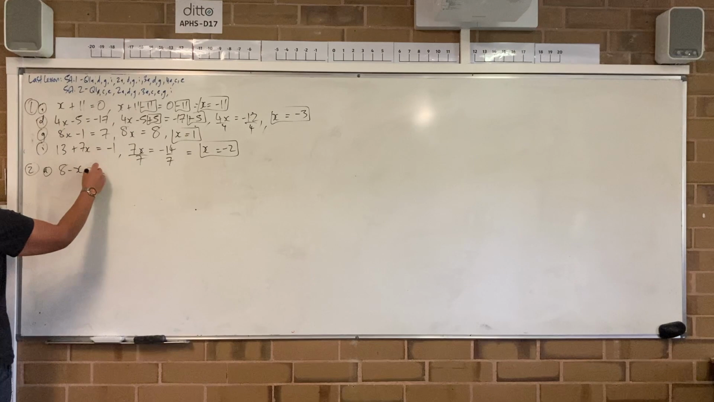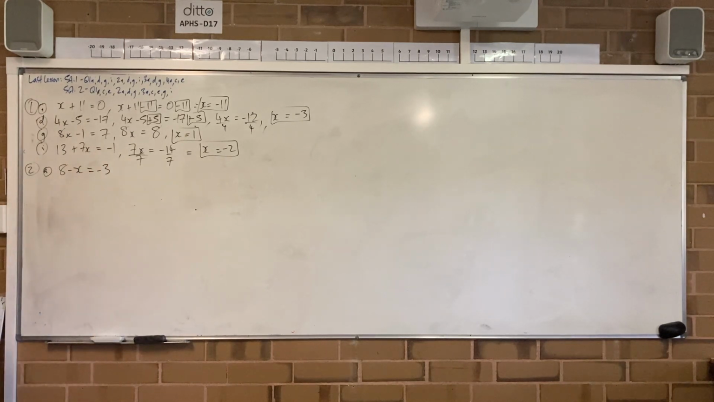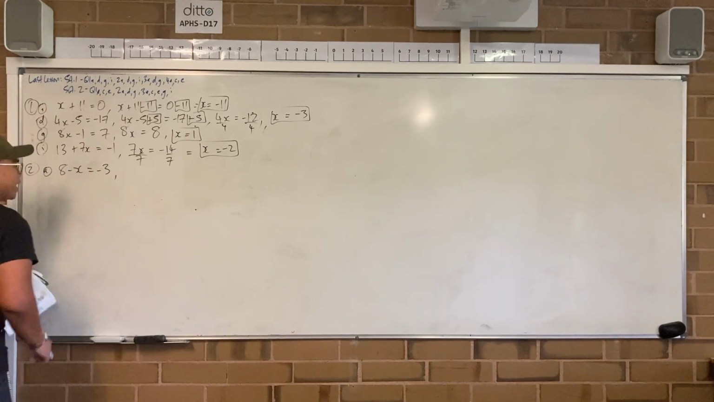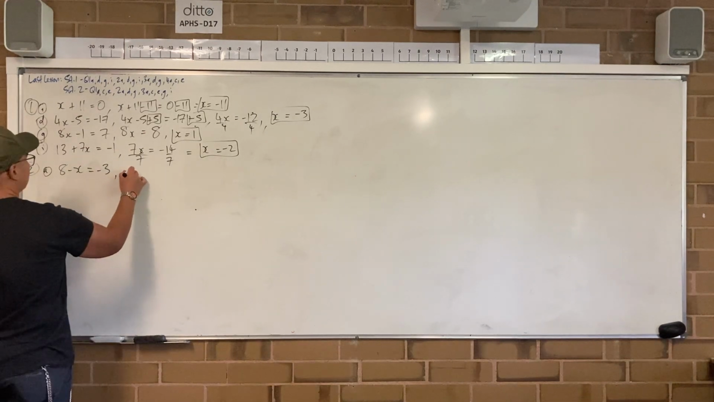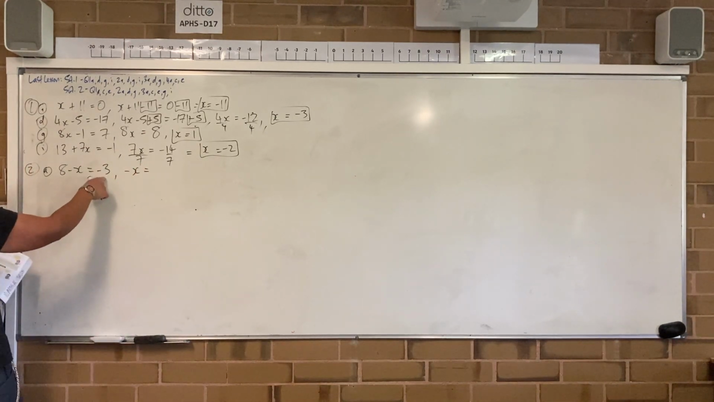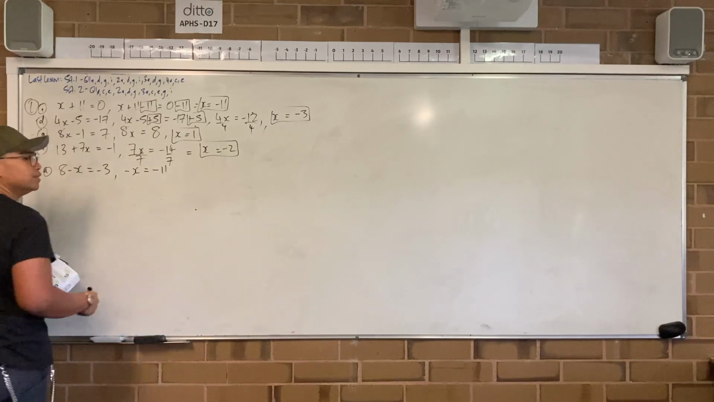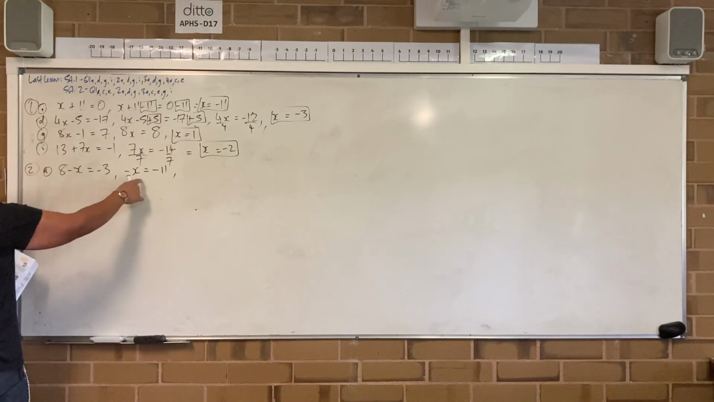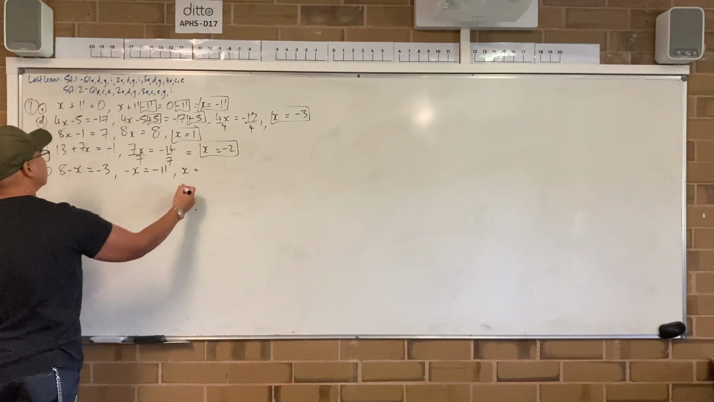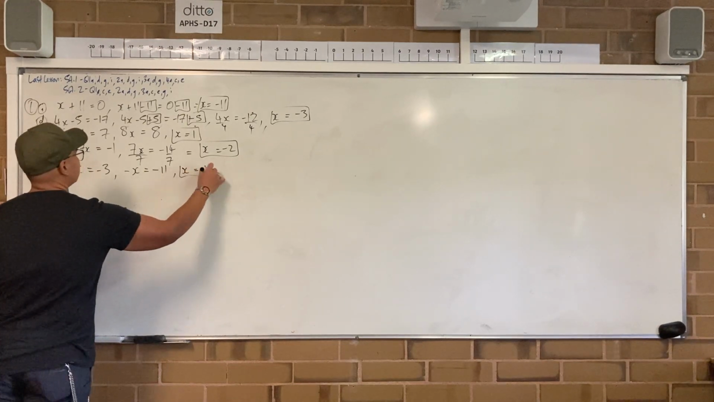8 take x is equal to negative 3. What kind of an 8 is that? What's the opposite of adding 8? So if I took 8 from both sides, what's negative 3 take 8? Negative 11. If negative x is negative 11, what would positive x be? 11. Just straight up 11.